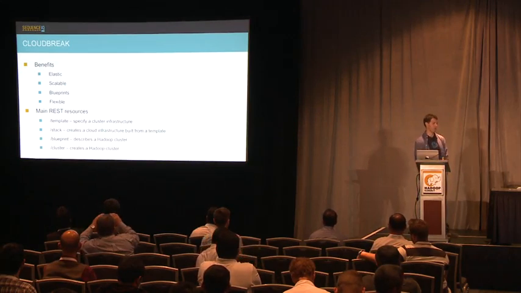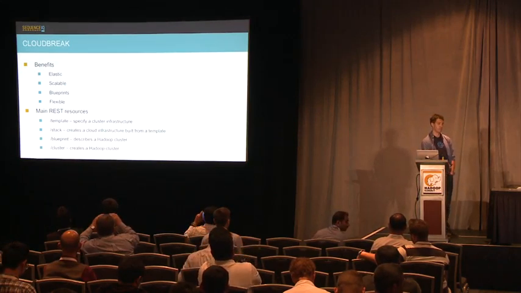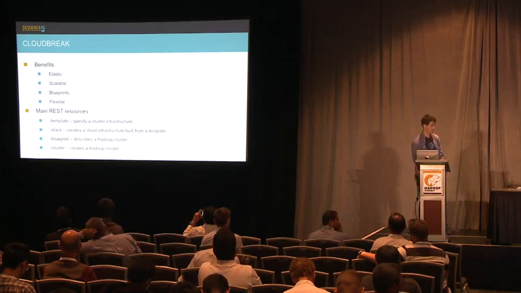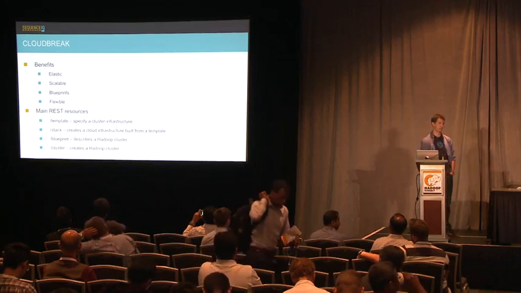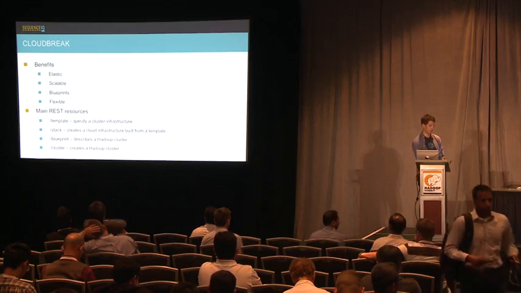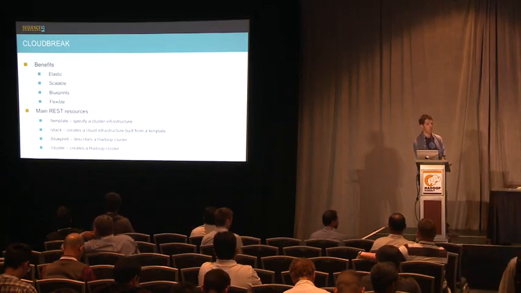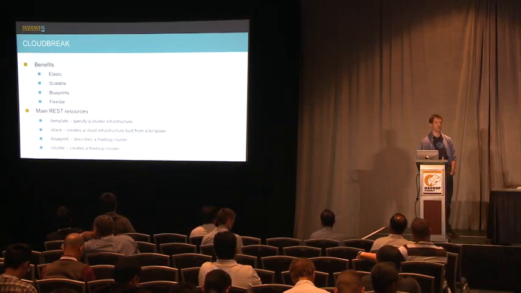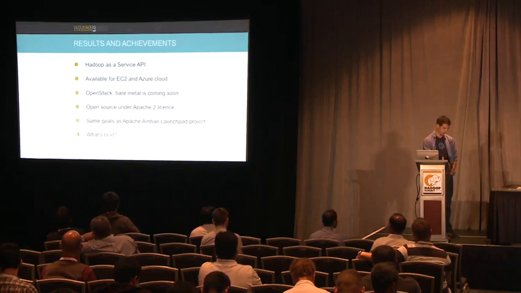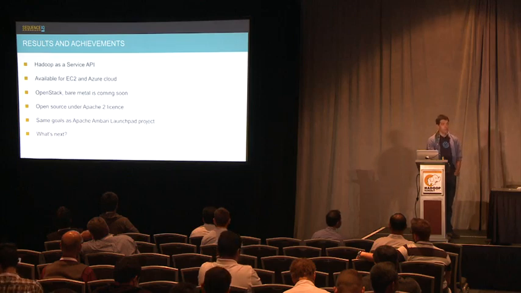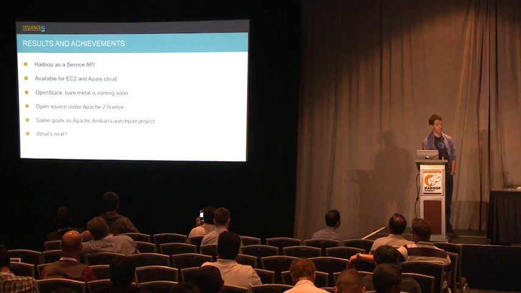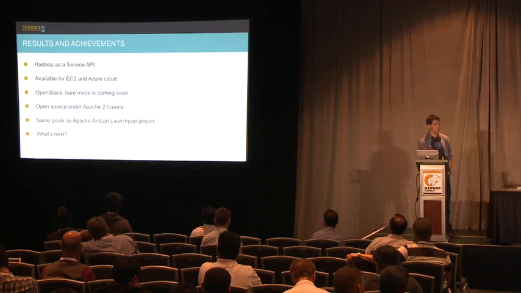One of the key benefits are, obviously, it's elastic, so you can set up as many nodes as you wish. It's scalable. If you want to add nodes, then it's going to support that. The blueprints I mentioned, and it's flexible. It allows you to use your own favorite cloud provider. So this is a Hadoop as a service API. As I said, available on EC2 and Azure, OpenStack, bare metal is coming. It's going to be open source under Apache 2.